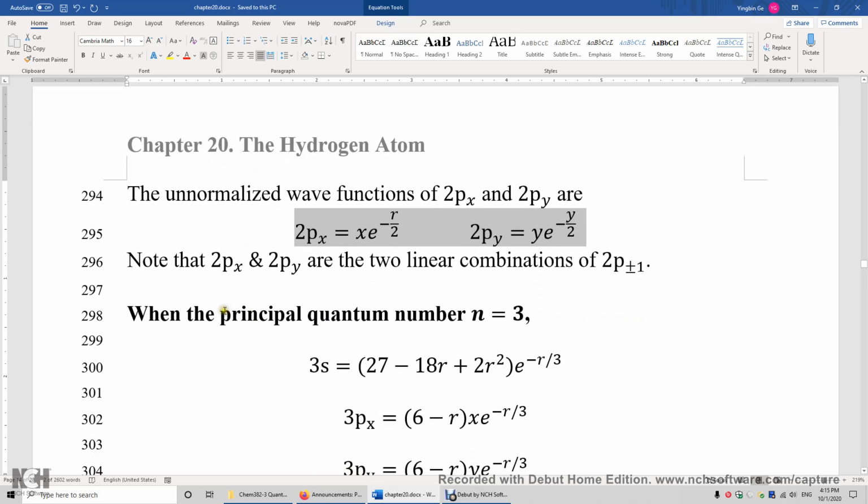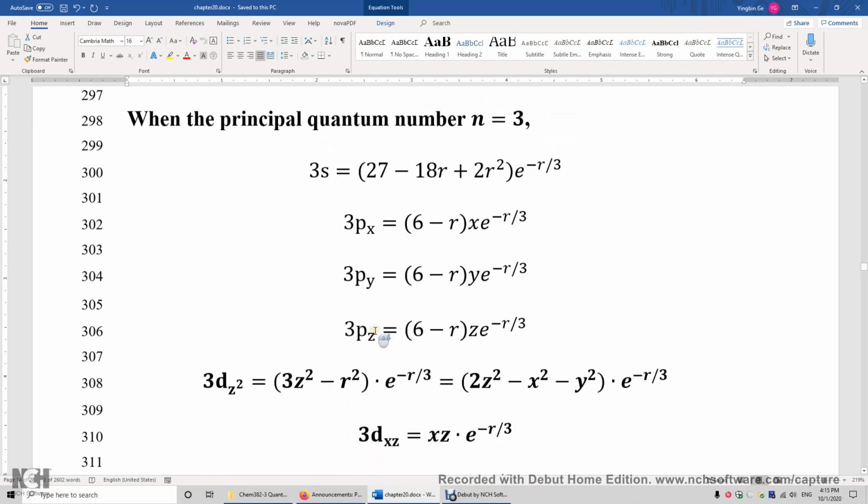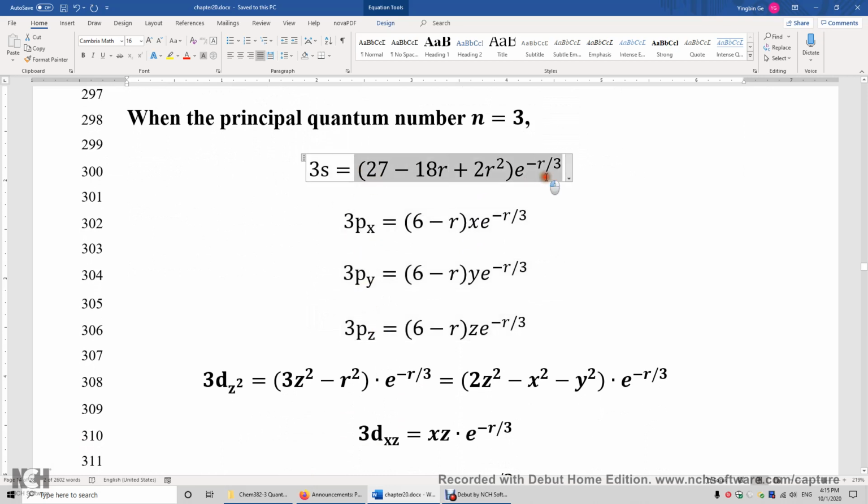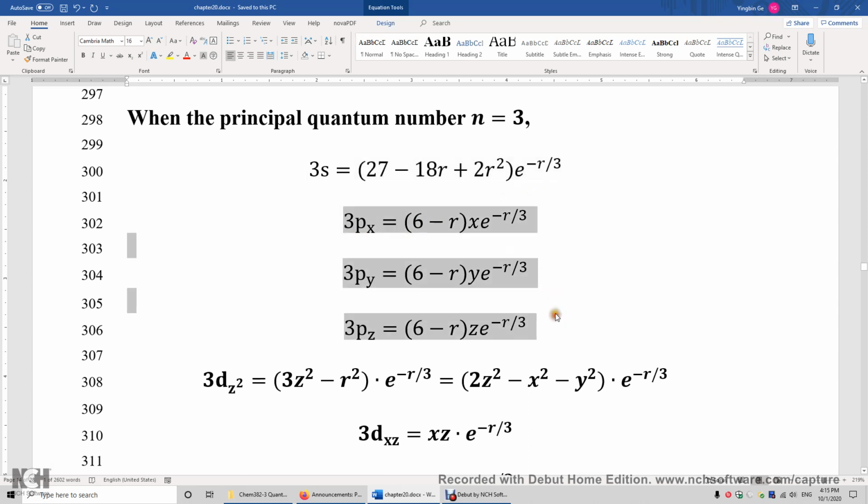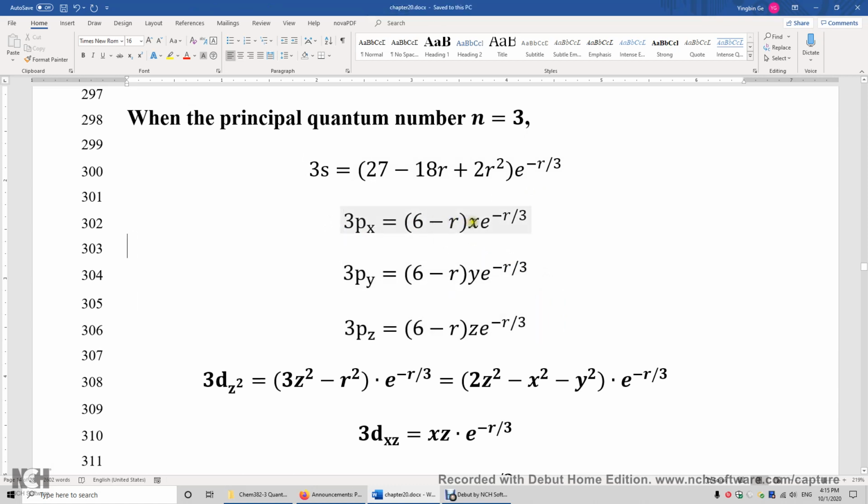When the principal quantum number n equals 3, we have 3s, 3p, and 3d orbitals. So this is the unnormalized wave function for the 3s orbital. Those are unnormalized wave functions for the 3p atomic orbitals. And you can immediately tell where the nodal surfaces are. When r equals 6, you have a spherical nodal surface. When x is 0, you have a planar nodal surface. Similarly when y equals 0, when z equals 0.